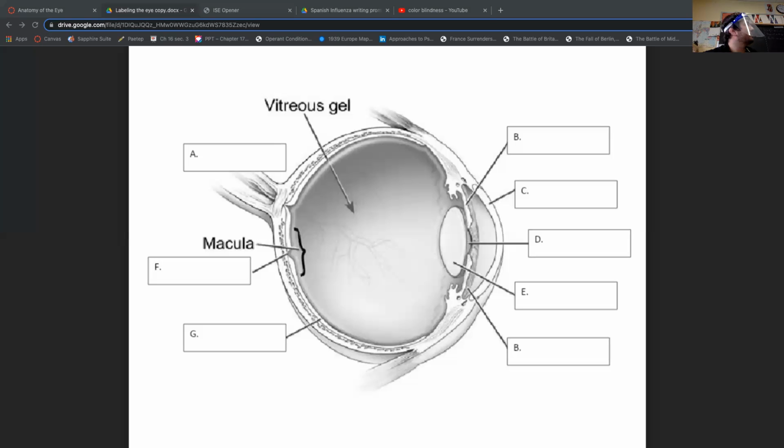No, what do you got for F? The fovea, yeah, good job. And that's a part of the retina where most of the photoreceptors are located. Good job. And G, inner layer of the eye.